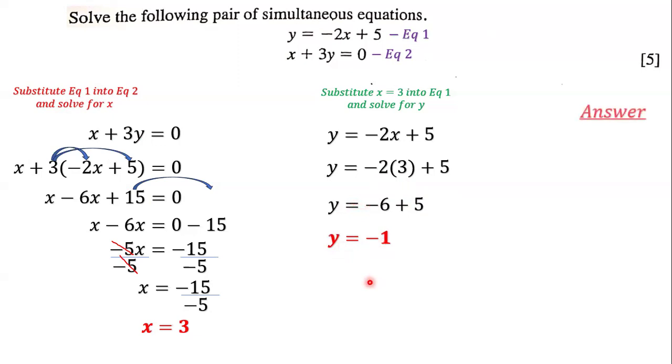And so what we have here is x is equal to 3 and y is equal to negative 1. And that's our answer for this question. X is equal to 3 and y is equal to negative 1. And that's our answer.